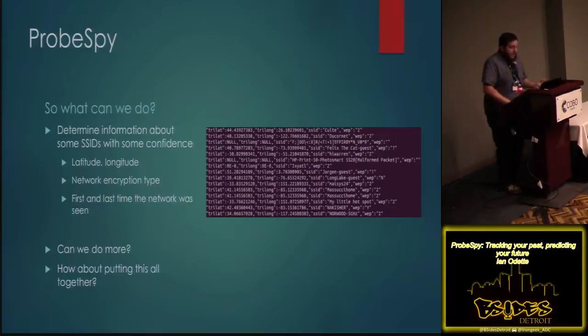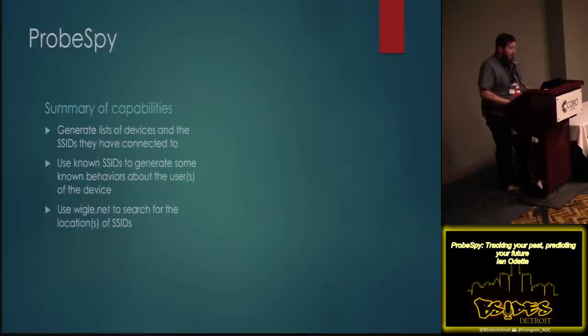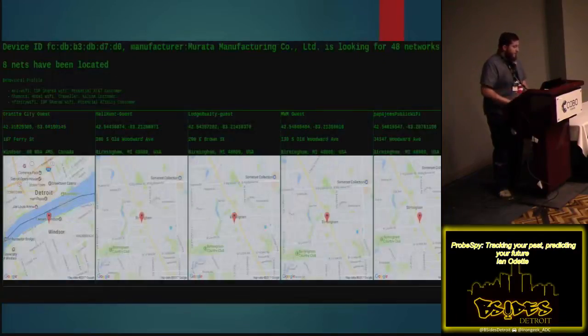So all of this is kind of interesting information, but until we actually put it all together into something, it's all just kind of disparate sources of information. So how about we go ahead and put it all together? Just to summarize, we're able to generate a list of devices and the SSIDs that they've connected to, assuming they're not attempting to protect themselves from this kind of information disclosure. We can use the known SSIDs, or SSIDs that we've identified as belonging to various companies or whatever, to determine some behaviors about the people using the devices. And we can also use wiggle.net to attempt to locate and identify even more networks.